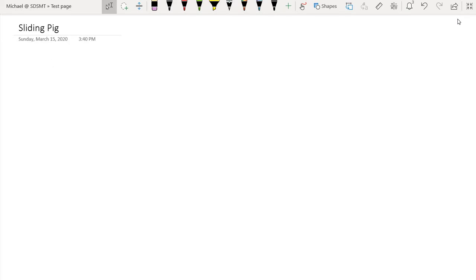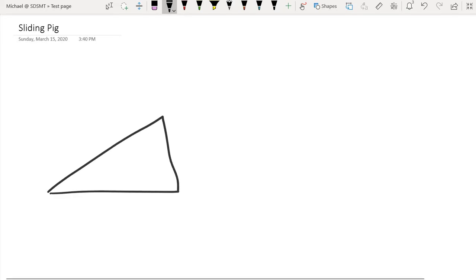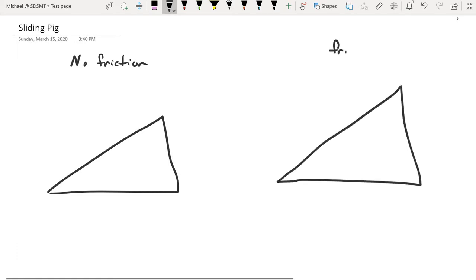First things first with our problem-solving process, we will draw ourselves some inclines. One incline is going to be what we call the no friction case, and the other incline over here will be the friction case. I'm going to shorthand these as NF and F. Even though these inclines look a little bit different, these are going to be the same slides with the same inclines of theta.